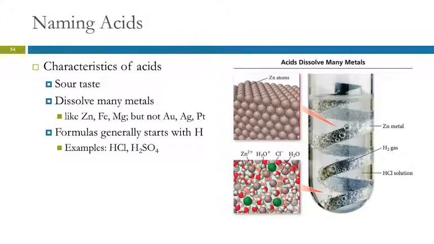Acids will dissolve many metals, not all of them though. You can dissolve things like zinc, iron, magnesium using an acid. But you can't dissolve gold, silver, or platinum. And the formulas for acids generally start with H. And that's what we're going to hold on to. So HCl, H2SO4, we should identify those as acids because the formula starts with H. Okay?